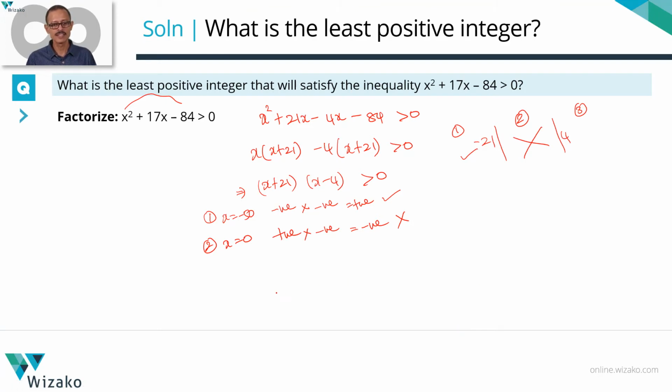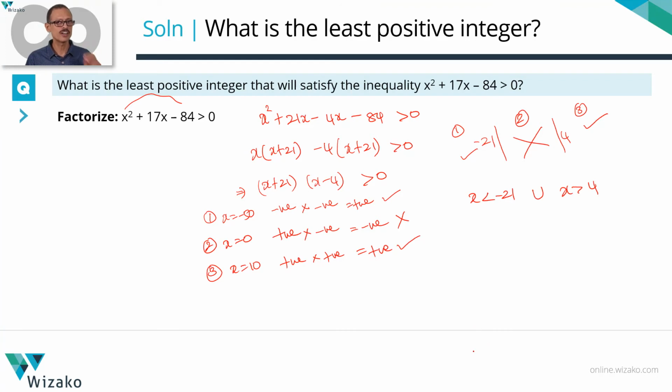Let's pick a number in the third interval. The third interval is a number greater than 4. Let's go with x equals 10. Pick anything that you like. 10 plus 21 is a positive number. 10 minus 4 is a positive number. Positive times positive is positive. We want this expression to be positive. Yes, it is positive. So it holds good in the third interval also. So what's the solution set to this inequality? Any number less than minus 21, it's going to hold good. For any value greater than 4, it's going to hold good.